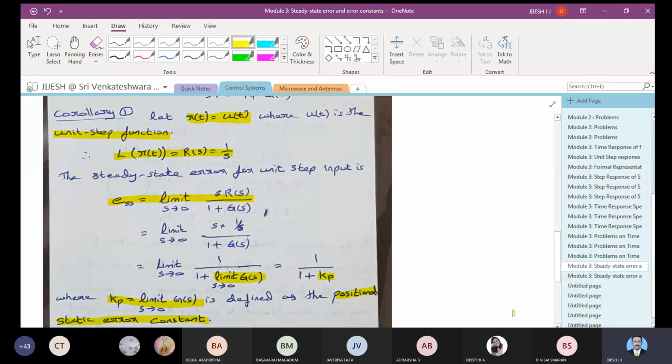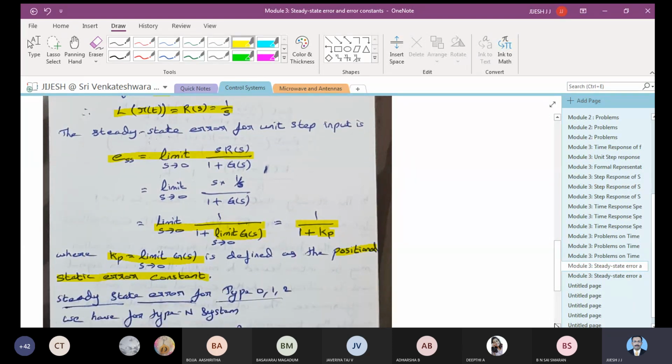This equation is very important. We are going to use it further. You can see that the equation for ESS can be written as 1 by 1 plus limit g of s, or it can also be written as 1 divided by 1 plus kp. All of you can put it in a box and write ESS is 1 by 1 plus kp for the unit step function, where kp is limit of s tends to 0, g of s, and this is defined as the positional static error constant.